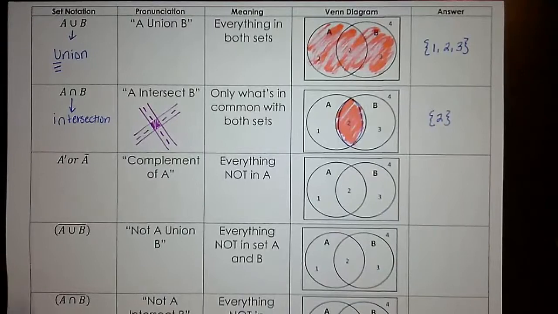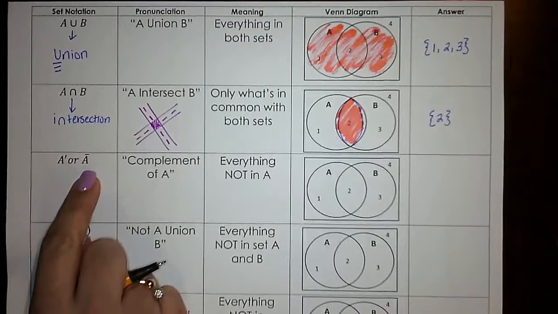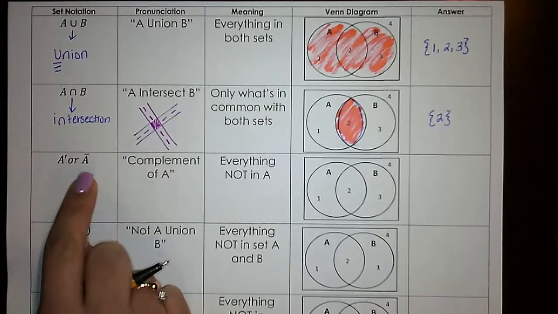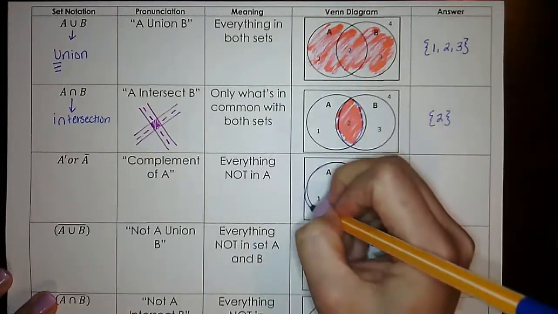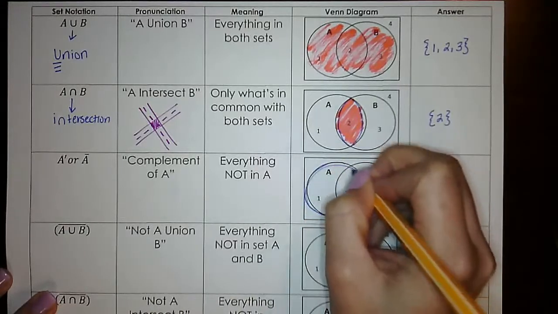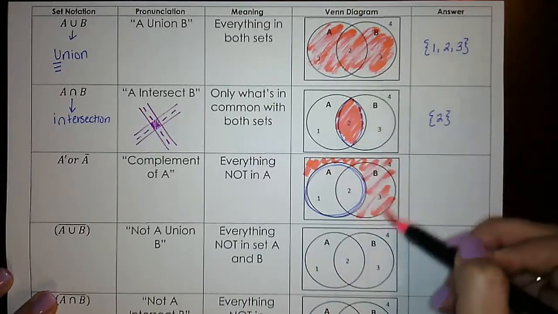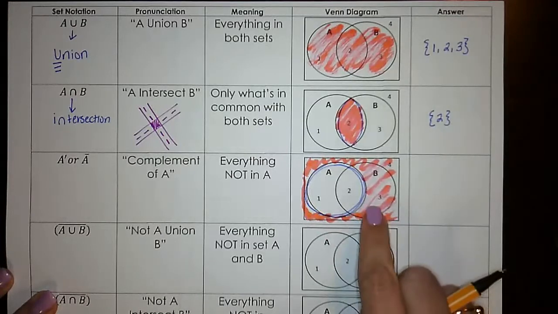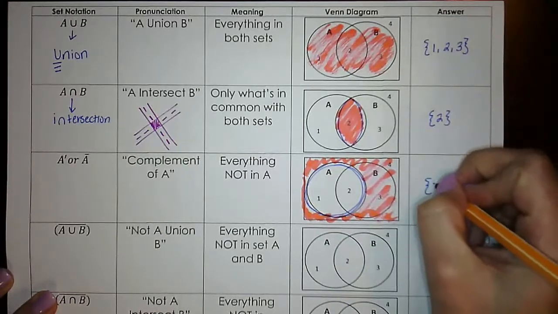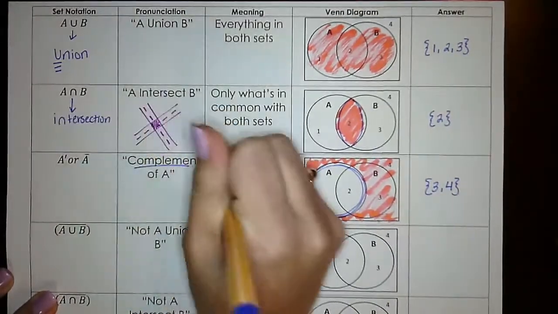Okay, complement. You could see it either way. Make sure you're familiar with both. It means not. So everything that is not a part of that set. So if A is this entire piece, this whole thing is A, and we want not A, we're going to shade all around it. So not A is 3 and 4. So remember, complement means not.